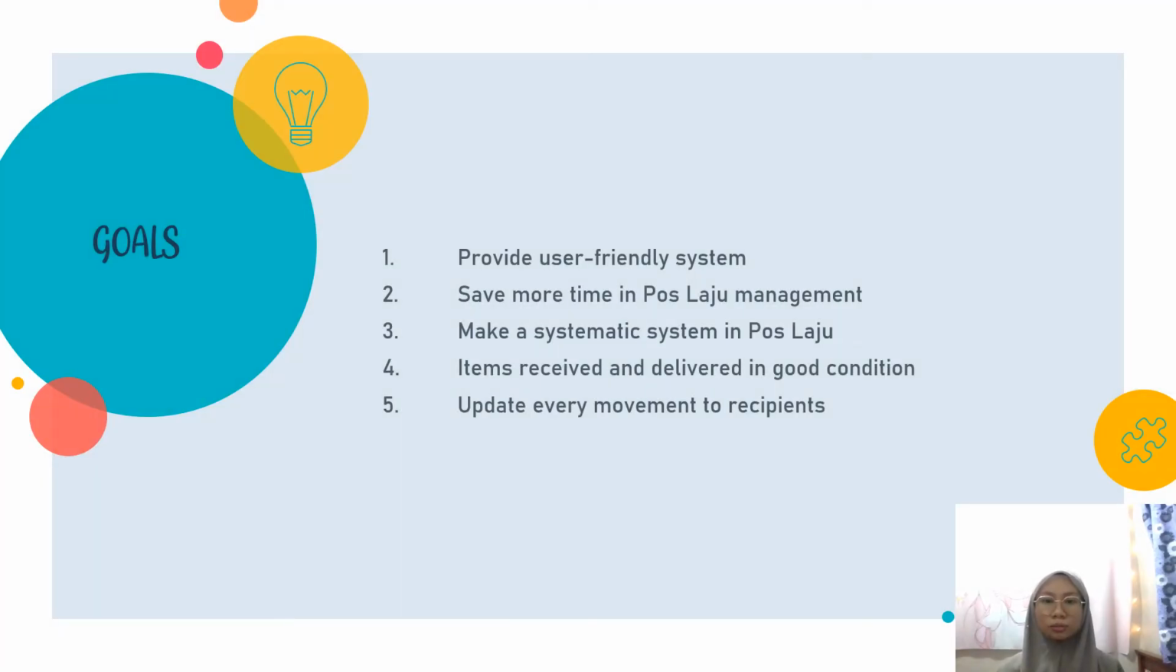Our goals are to provide a user-friendly system for customers in line with the development of technology. The second goal is ensuring to save more time in Post Laju management or services involving customers and employees. Next is making a systematic system in Post Laju service delivery. Fourth, guarantee all the customers' items are received and delivered in good condition. And lastly, to update every movement of the item to be received.